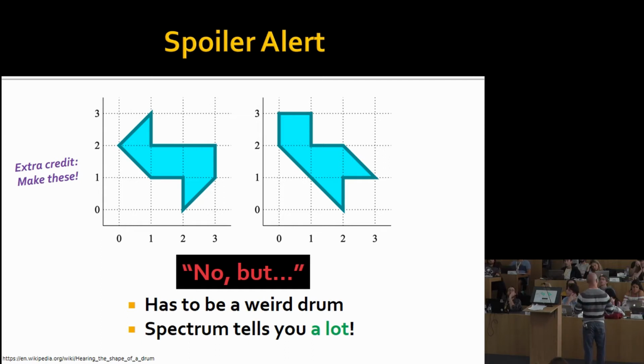But they're extremely rare. And in fact, provably extremely rare. And the spectrum, or the audio that you hear when you vibrate one of these objects, actually tells you quite a bit about a piece of geometry. Not 100%, you can't hear the shape of a drum, but a lot.